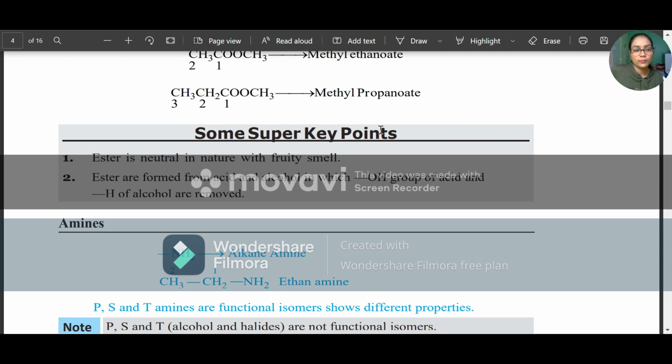Now some super key points. Ester is neutral in nature with a fruity smell. Now esters are formed from acid and alcohol in which the OH group of the acid and H from the alcohol is removed, which we have seen earlier.